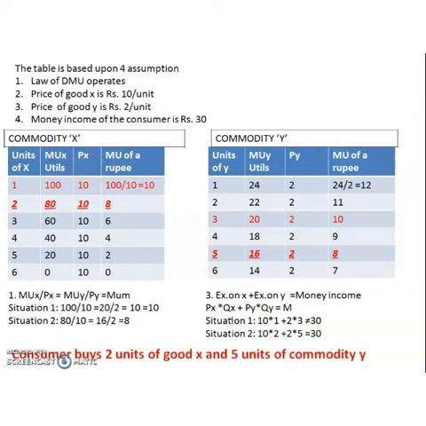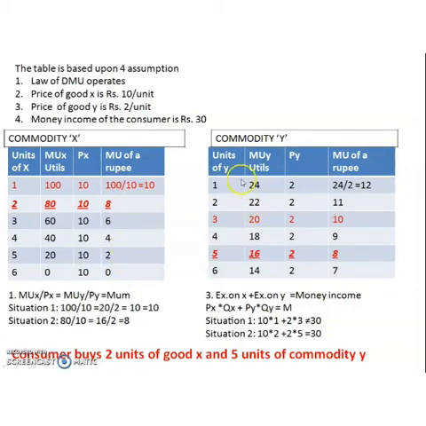As we said, for comparison purposes, we have to convert ME of x in util terms into ME of a rupee. How can we convert it? That's by ME of x divided by price of x. Here ME of x in the first consumption is 100, divided by the price of x, that is 10. We will get 10 as the ME of a rupee. And in the next cases, 8, 6, 4, 2 and 0.